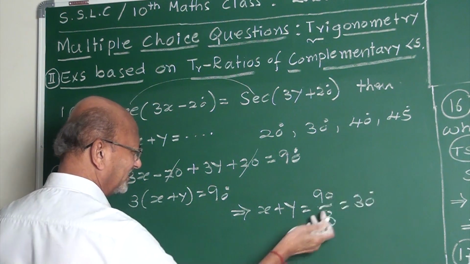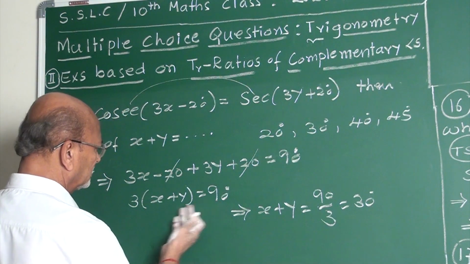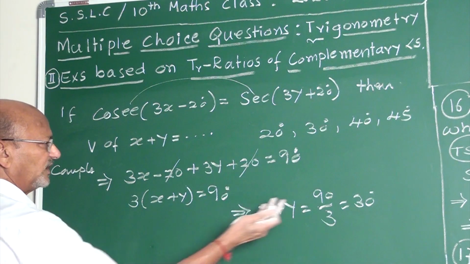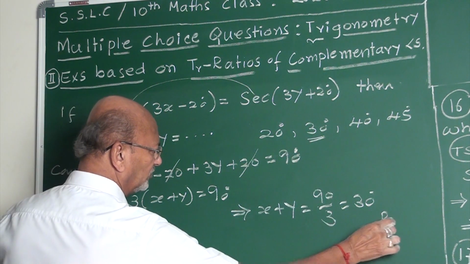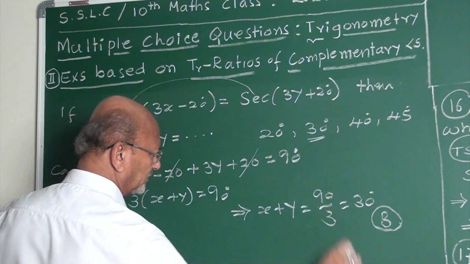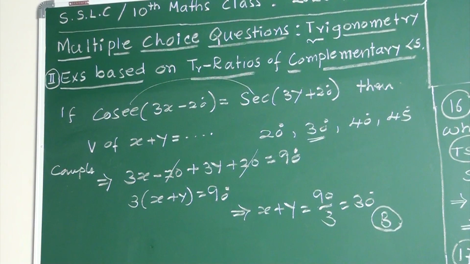Actually, you must write it directly. Don't spend time writing 90 upon 3. When 3 times the sum is 90, what is x plus y? 30, directly mark it. If you write fewer steps, that is your correct answer. One more.